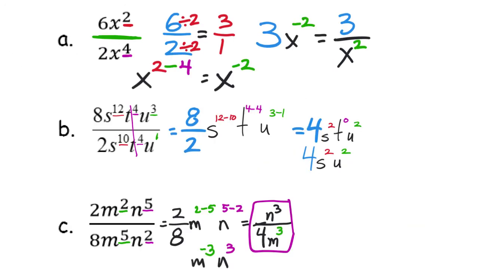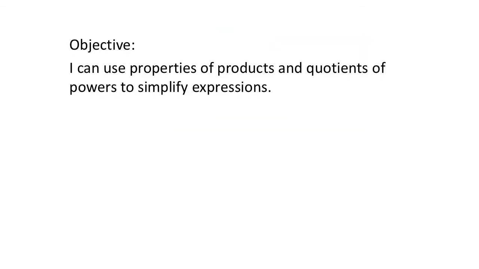So be very careful. Exponents are not multiplying by bases. That is not t times 0. That is t to the power of 0. That's very, very different. And we love that objective: I can use properties of products and quotients of powers to simplify expressions.